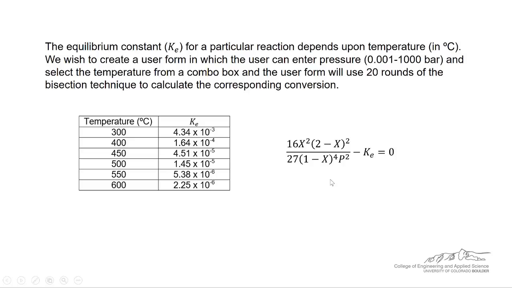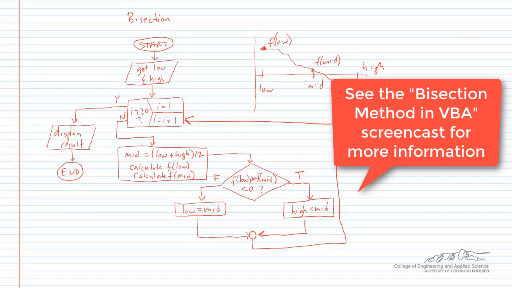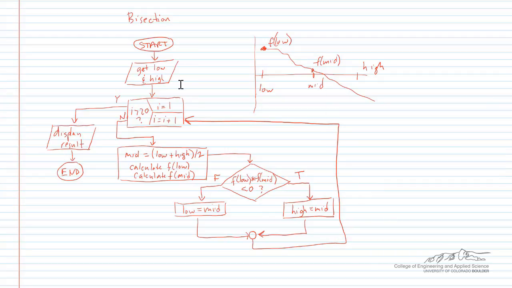And if you recall, the flowchart for the bisection technique is shown here. Low is going to be 0 and high is just going to be just under 1, which is going to be 0.999. Conversion can never be above 1 or below 0. And for mathematical reasons, we can't have conversion exactly 1. So I'm going to use 0.999 as my high for conversion.